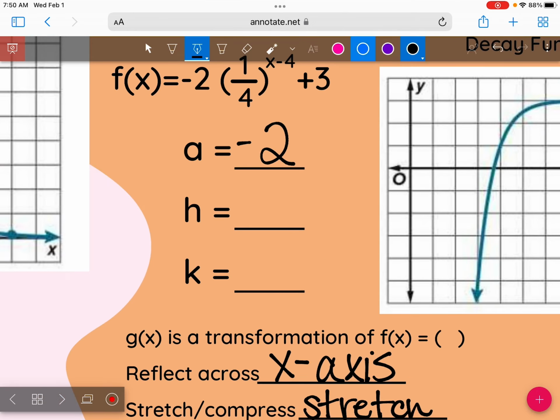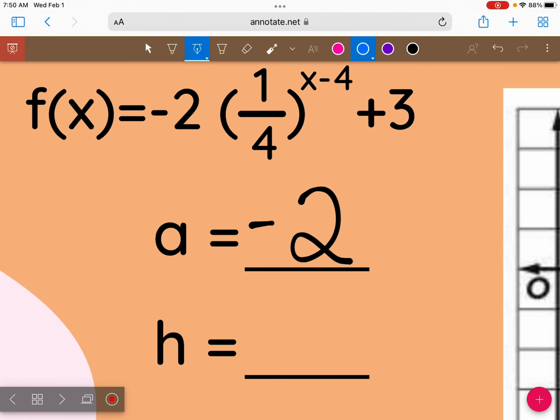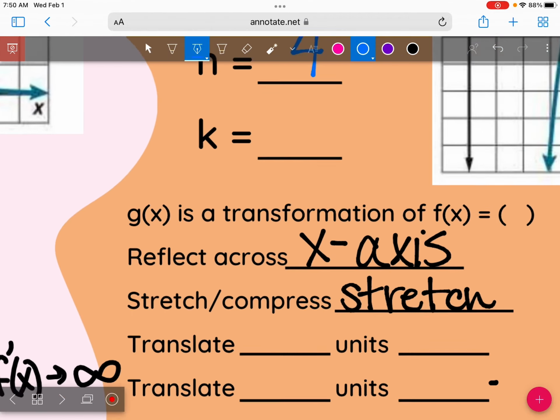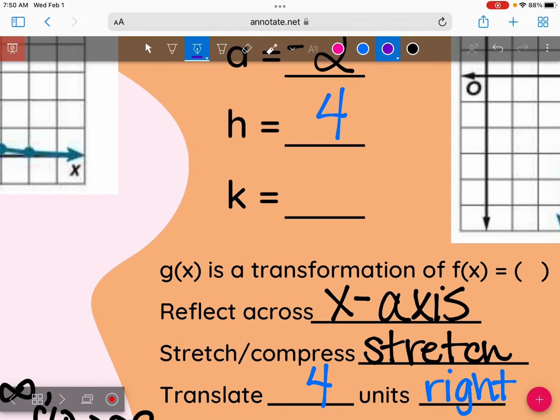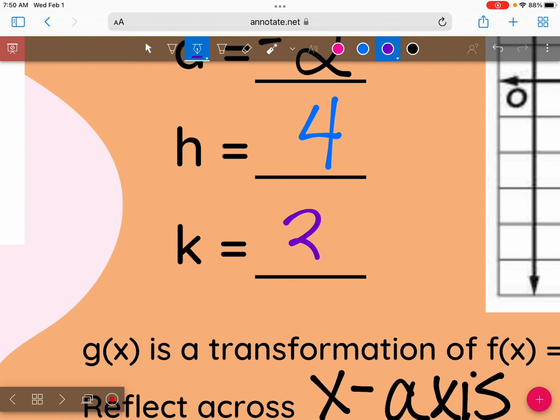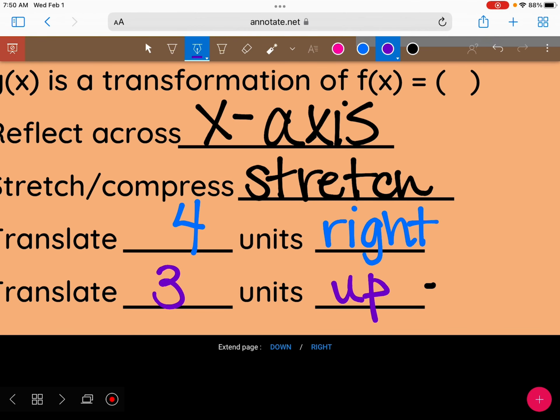What's our H value? 4, yep. H is 4, that means we translate how many units which way? 4 to the right, yep. H deals with our x direction. And then what's our K value? 3. So we translate how many units where? 3 up, yep, because it is positive, which means we're going to go up.